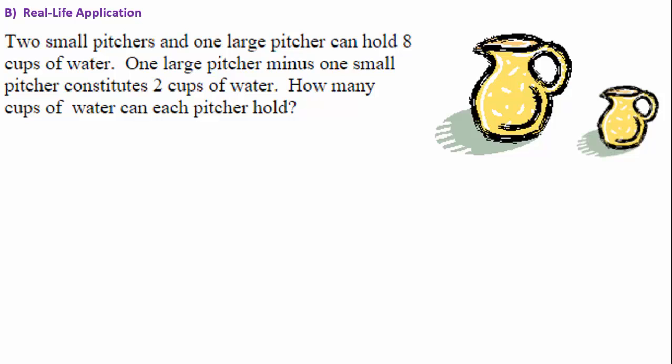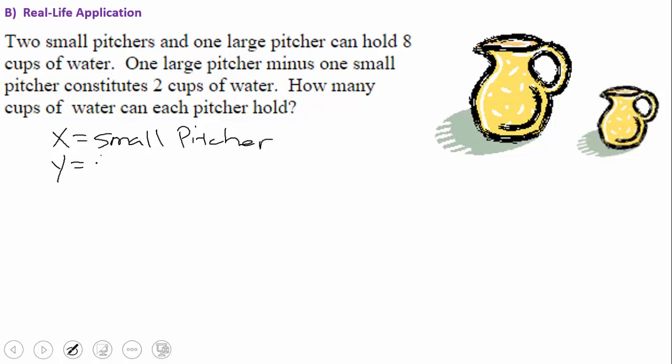It says two small pitchers and one large pitcher can hold 8 cups of water. One large pitcher minus one small pitcher constitutes 2 cups of water. How many cups of water can each pitcher hold? Well, the first thing we have to do is define what our variables are going to represent. In this particular case, I'm going to say x and y because those are the easiest variables to work with. And I'm going to say that x represents the small pitcher, and y represents the large.